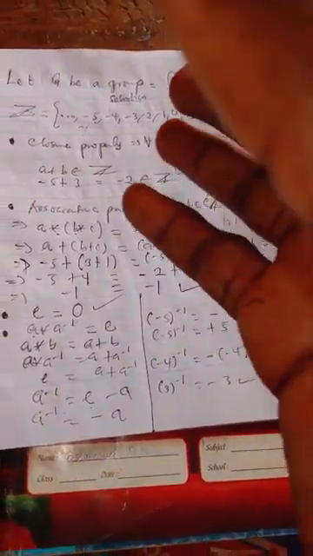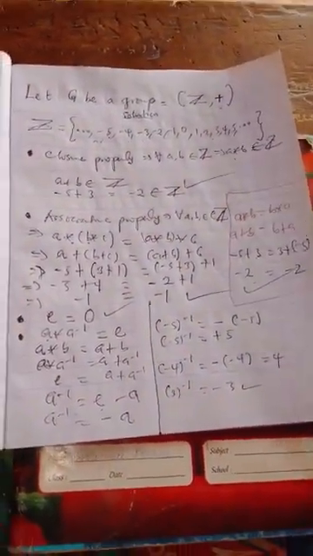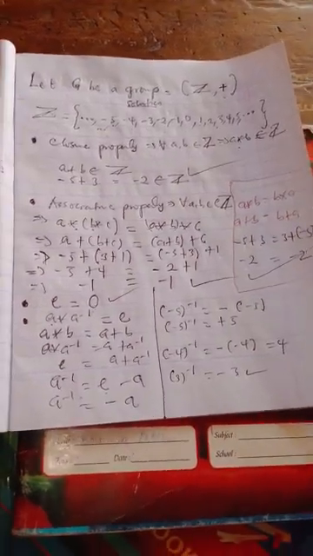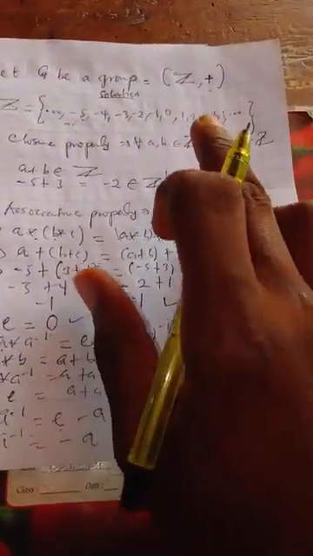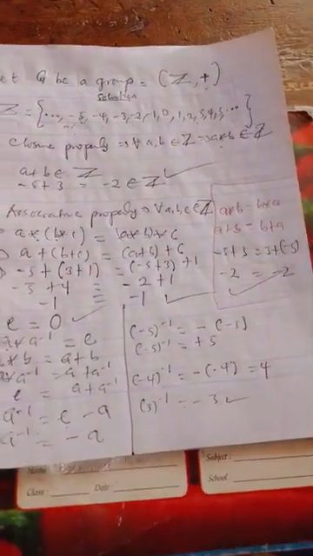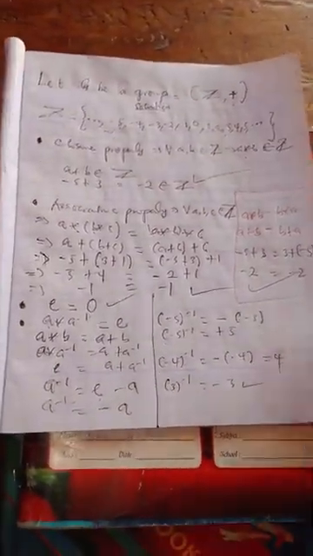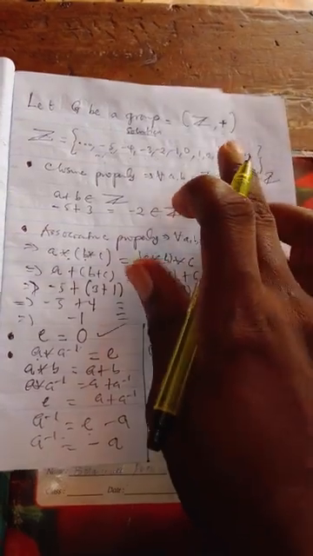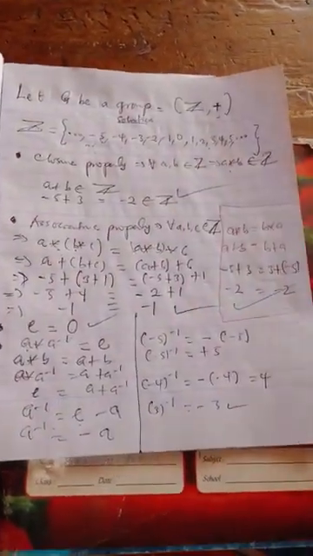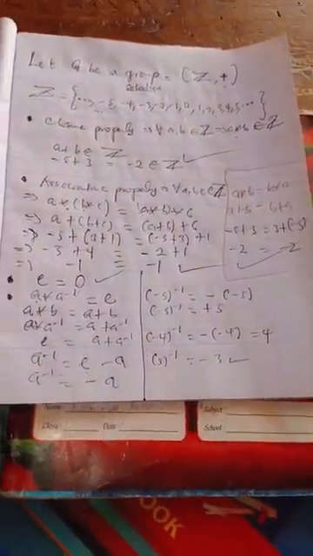So since all these properties are satisfied, then we say it is an abelian group. So the set of integers under the operation addition is a what? Is an abelian group. Have that in mind. The set of integers with a binary operation plus or addition is an abelian group.